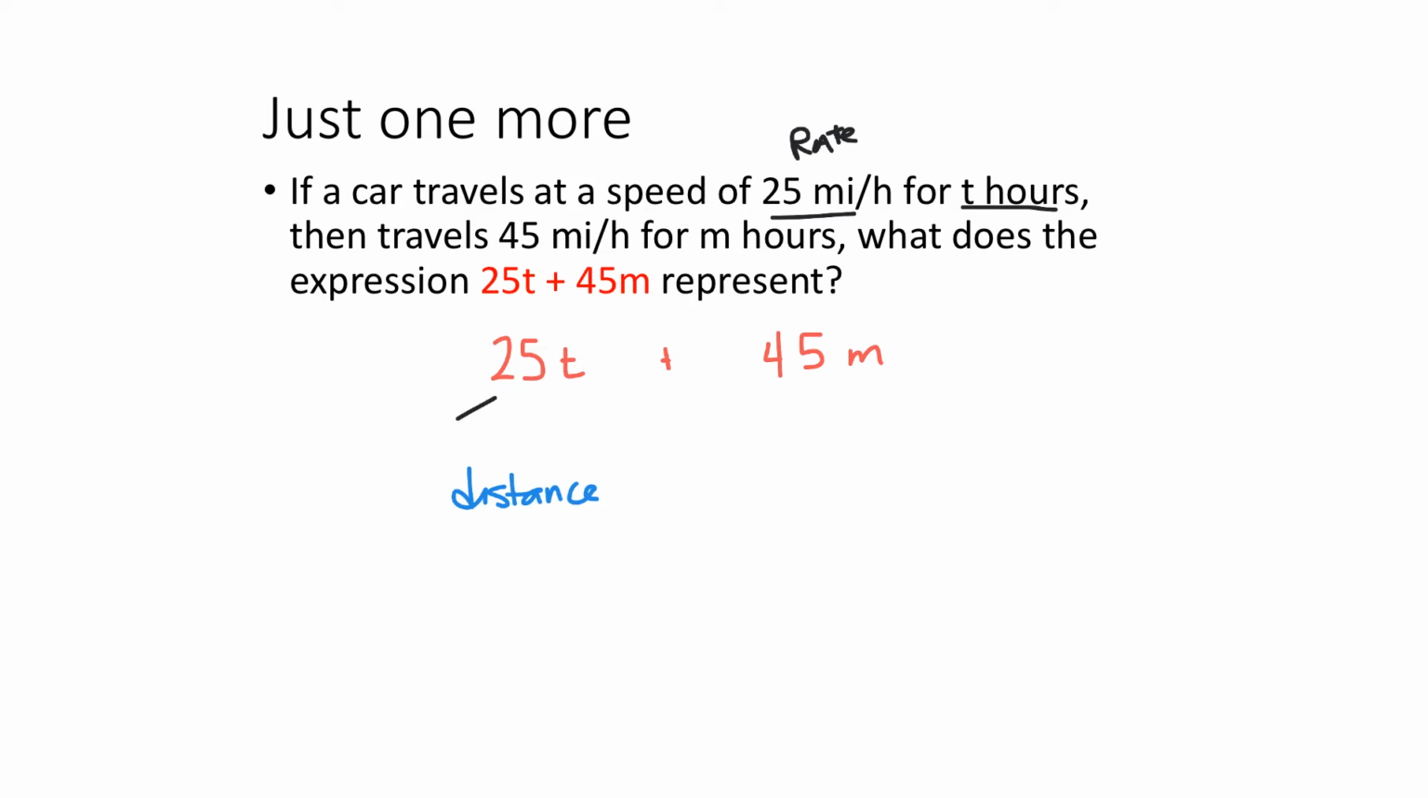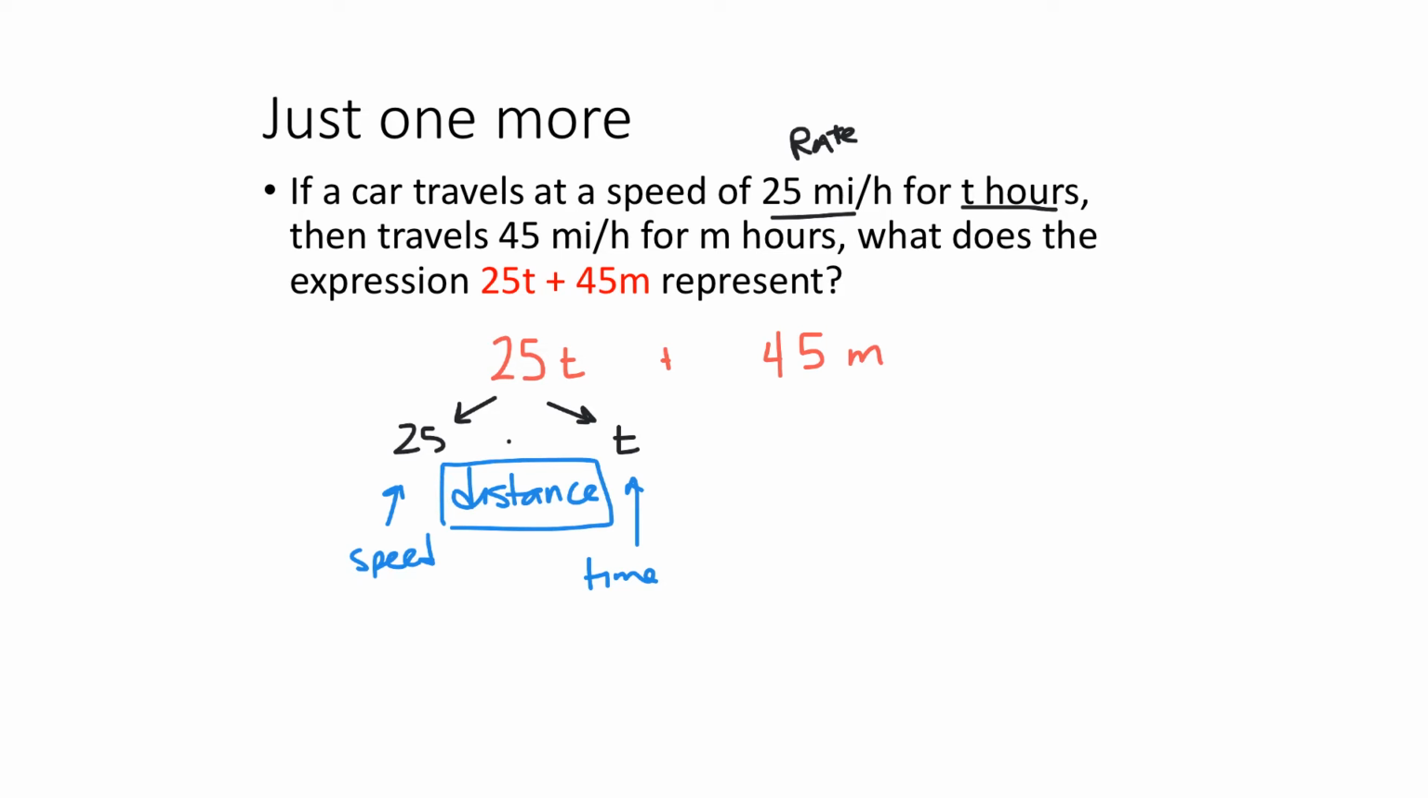But here, we have 25 and t as our 2 different factors. 25 in itself represents the speed, and t represents the amount of time. So we're breaking that apart and realizing what these things represent. Again, this represents the total distance traveled at that speed.